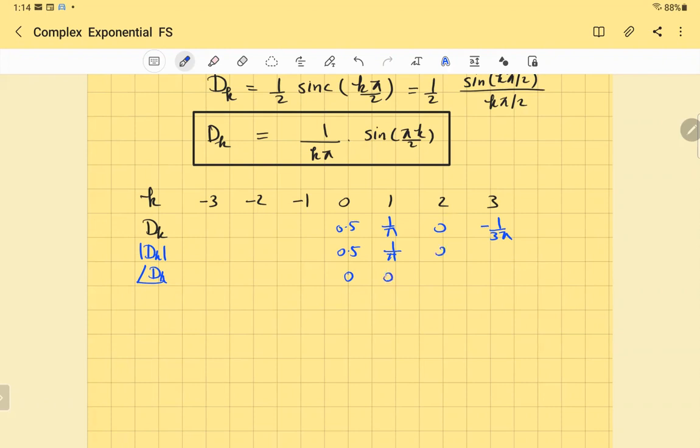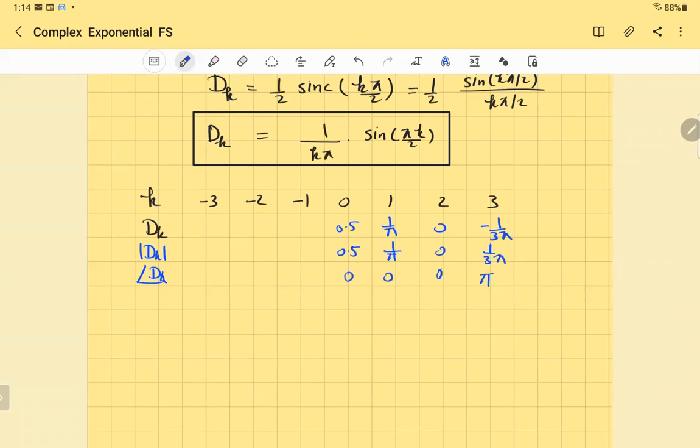For 2, simple, it's 0. For 3, negative 1 over 3 pi. The magnitude is equal, just a second, 1 over 3 pi. What's the angle? What does negative 1 mean? 180 degrees, pi. All right, so now I did the magnitude and the angle.